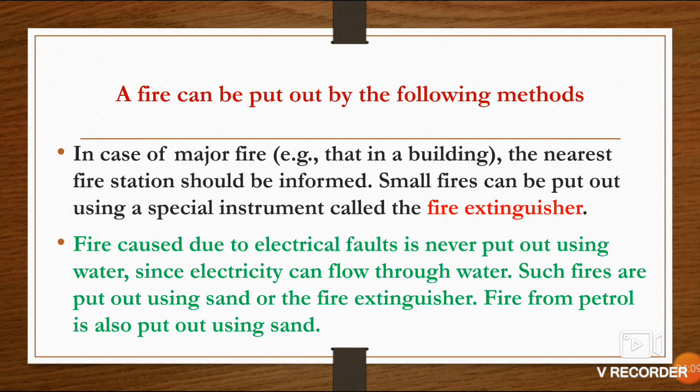Suppose there is fire, we are not able to avoid the cause of that fire, and there is fire. So what can be done? If there is a major fire, we must call the nearest fire station. When they come, they use water cannons to put out the fire. If there is a small fire, we use a fire extinguisher. I will show you how a fire extinguisher looks like. You must have seen it, it is there in schools, in every corner.